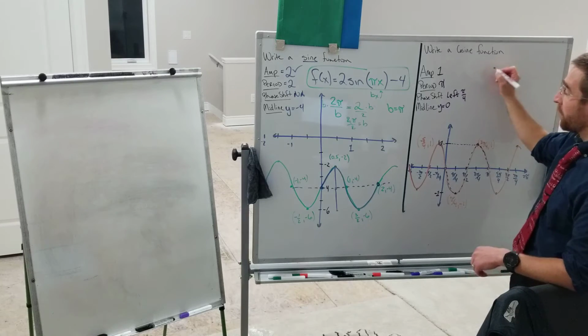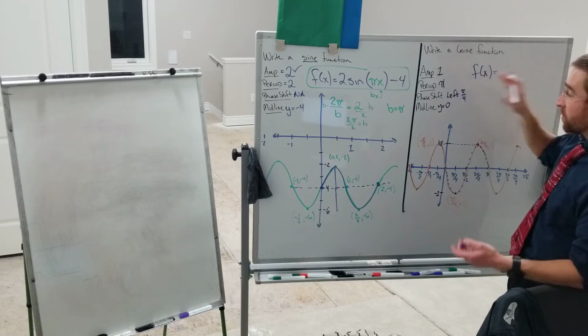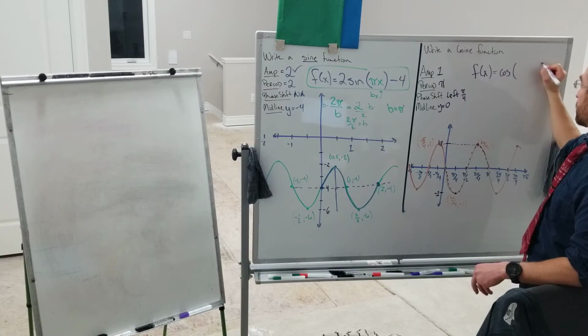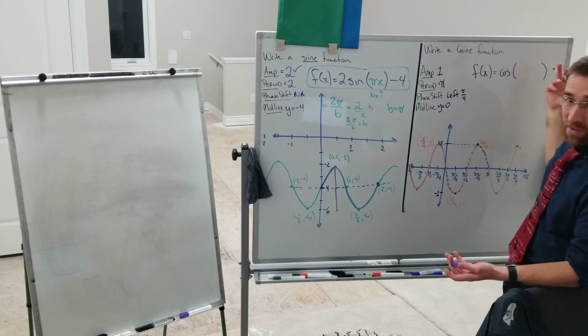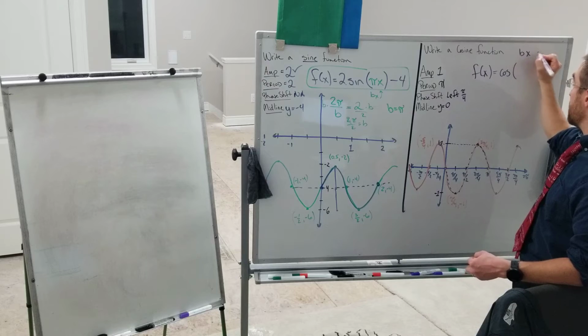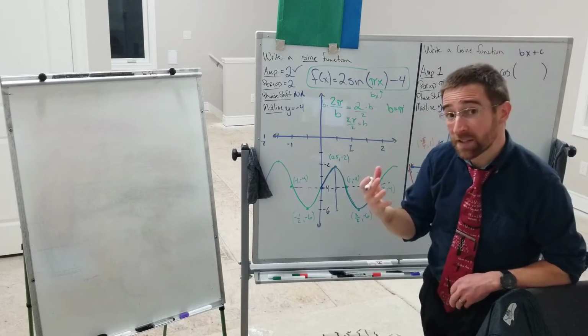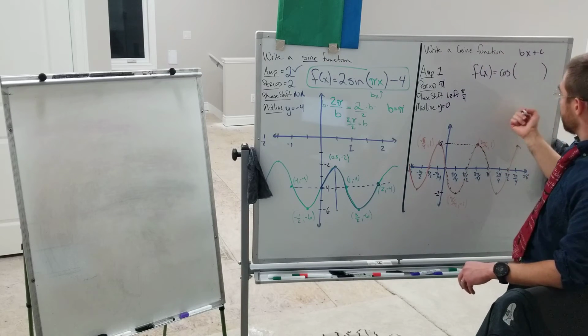All right, so to write our equation, we're going to say f of x equals just one cosine, so just cosine of stuff happening to x, and then plus 0. We just have to figure out what goes in here, and this is going to be our bx plus c or bx minus c. It's going to be a plus in this case because we're shifted left pi over 4, so I'm just going to leave it as a plus.